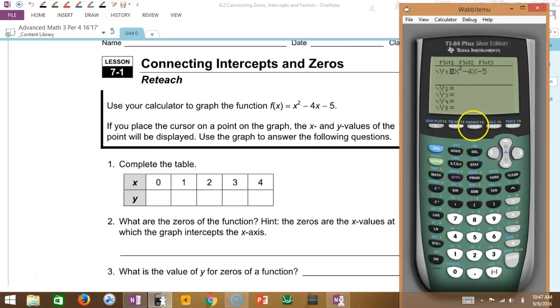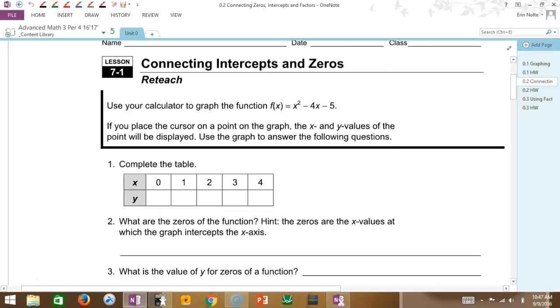So if you hit zoom, which is right there in the middle on the top, and then choose number 6, which is a standard, we're going to have 10 units to the right, 10 units to the left, 10 units up, 10 units down. Okay, which is very nice. And we can see our nice, beautiful little quadratic. Okay, so the next thing it asks us to do is, if you place your cursor on the point of the graph, you can see an x and a y value, and we're going to complete the table by using our graph.